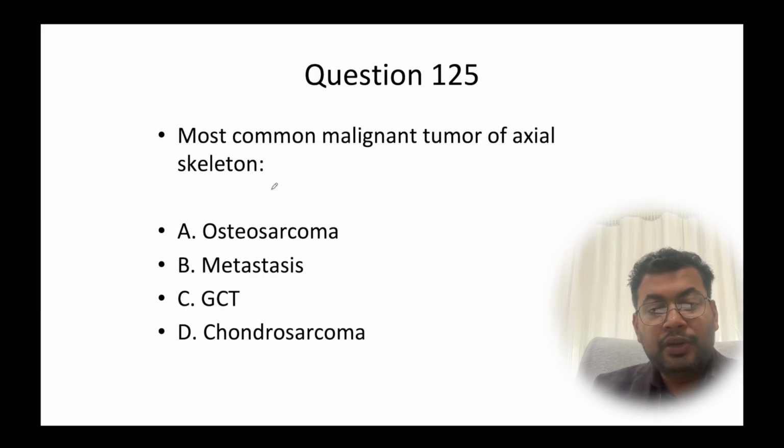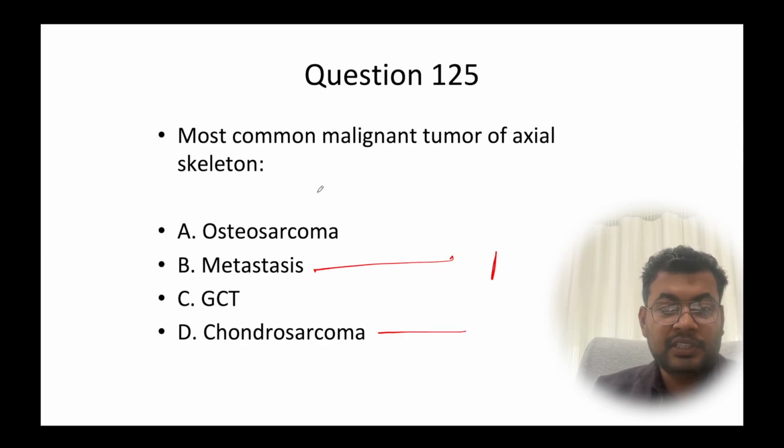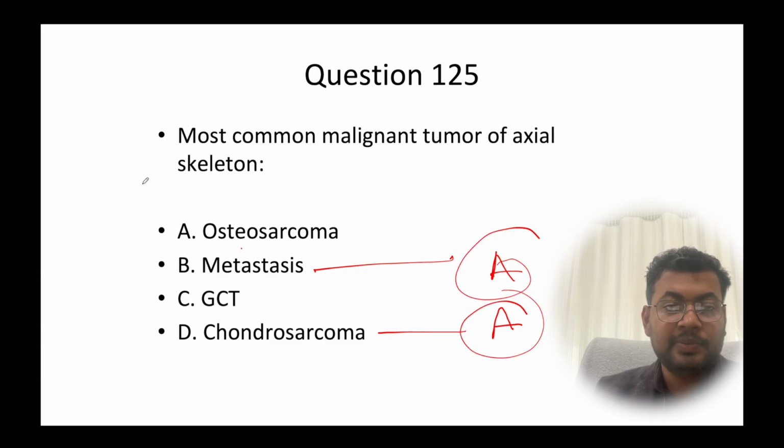Most common malignant tumor of axial skeleton. So metastasis and chondrosarcoma, these are seen in the axial skeleton, out of which the more common is metastasis. So answer is B.